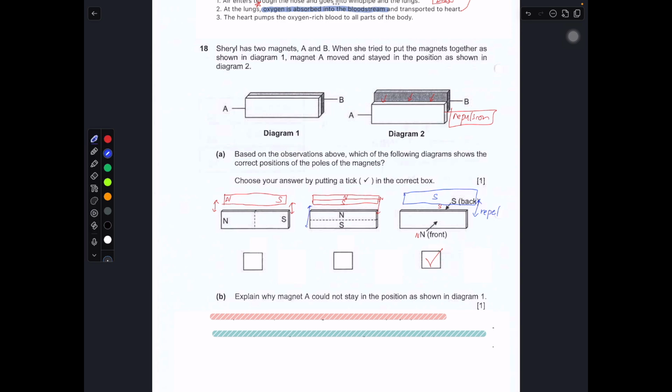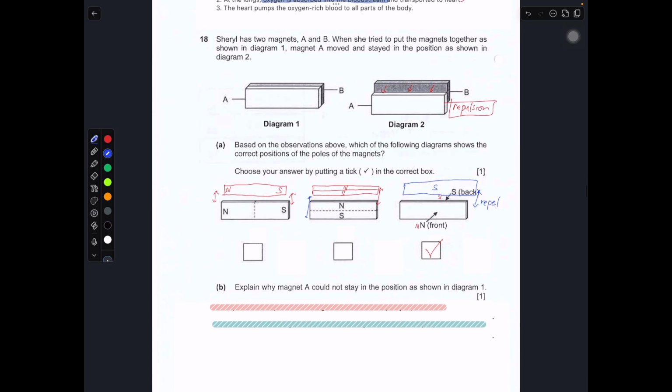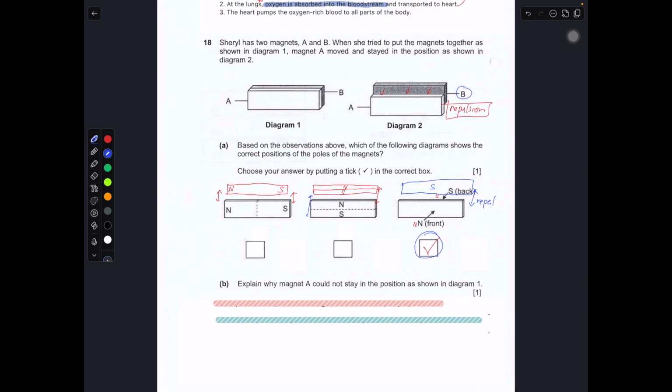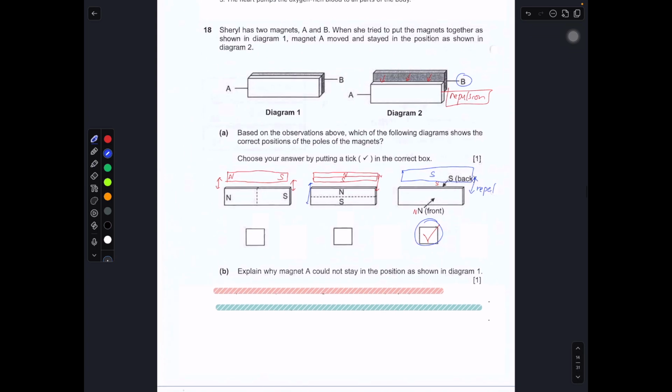So for these questions, while the intended answer is this, I feel that maybe when the teacher was deciding this question, they forgot to draw how B looks like. So there is kind of missing information. But for this question, we will just have to take it that this is the answer for now.